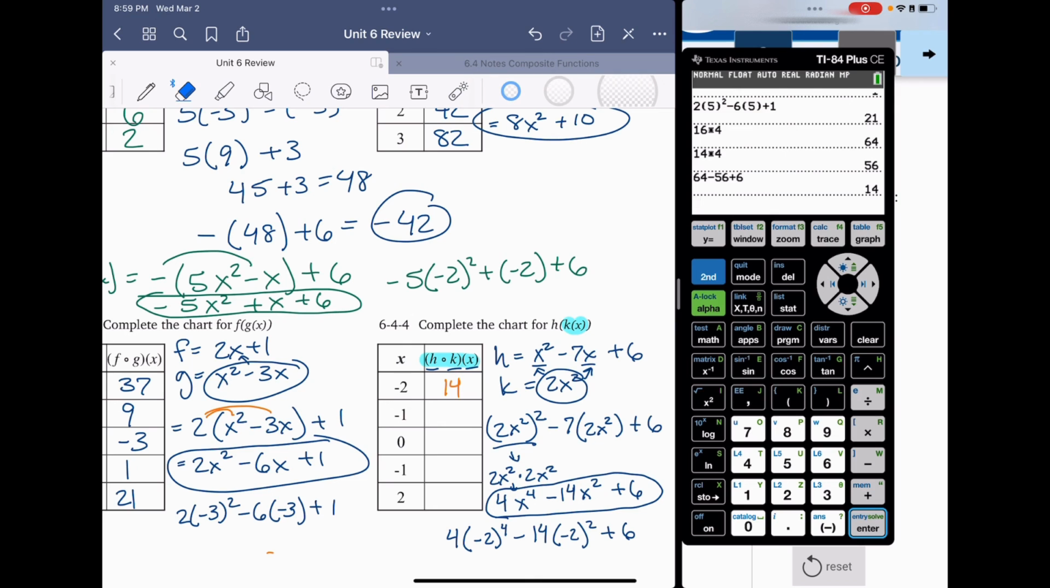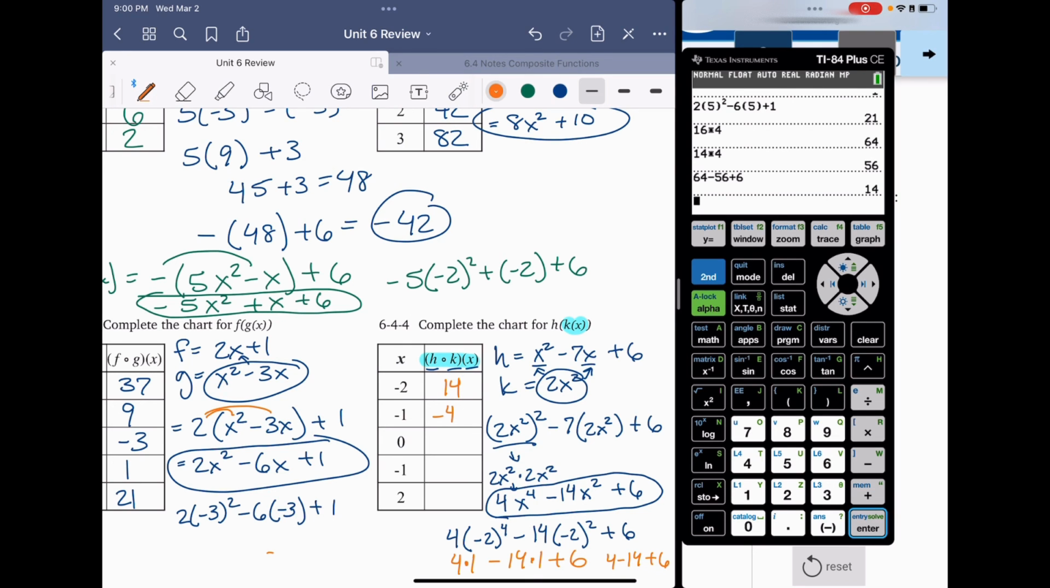All right, negative 1. Negative 1 to any even power is just 1. Negative 1 times negative 1 is positive 1, times negative 1 times negative 1 is positive 1. So it will be 4 times 1 minus 14 times 1 plus 6. So that's 4 minus 14 plus 6. That's negative 10 plus 6, which is negative 4.